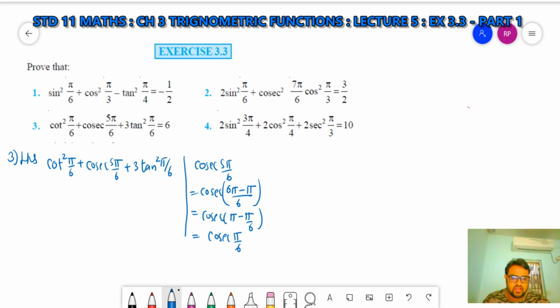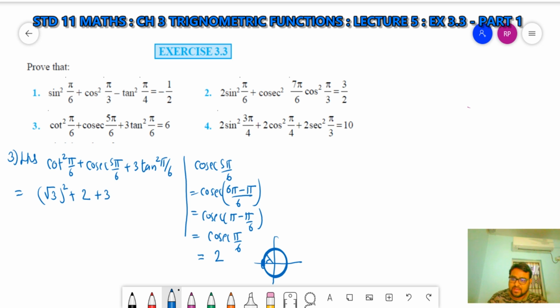Now when I take the unit circle, pi will be on this side, it's minus. So this side, second quadrant, in second quadrant cosec is positive, right? So here will be plus, and I will write down its value as plus 2. So now let's put the values. Cot square pi by 6: cot pi by 6, that is cot 30, that is root 3. Cosec 5 pi by 6, that is 2.